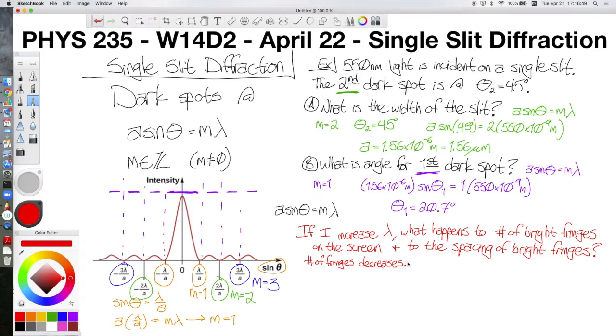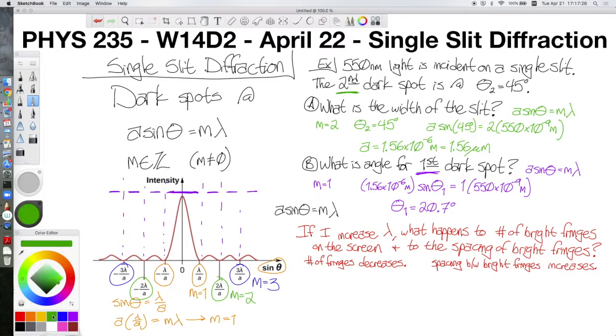And if we have a screen that's the same distance away and we want to know the spacing of those bright fringes, well, we have the same size screen and we have fewer bright fringes on it. So the bright fringes must be further apart. So the spacing between them has increased.